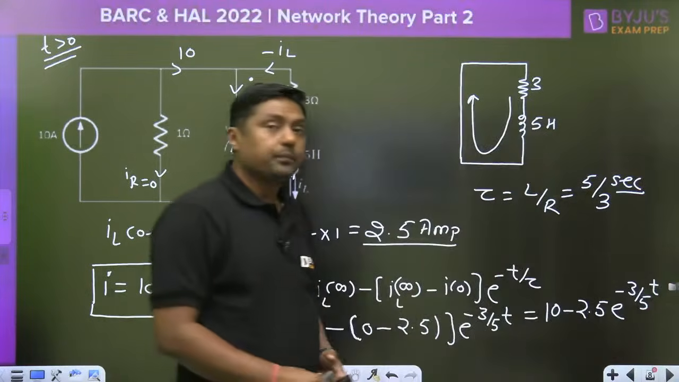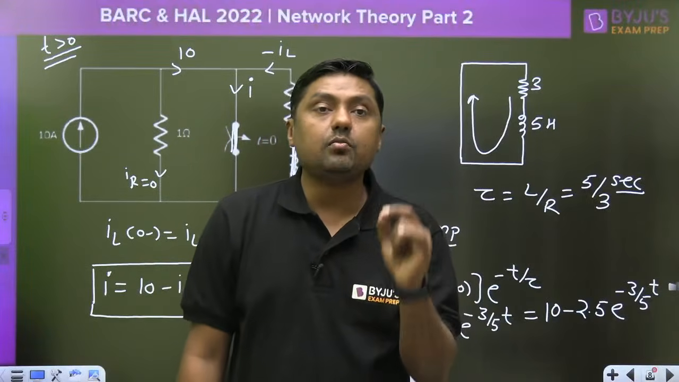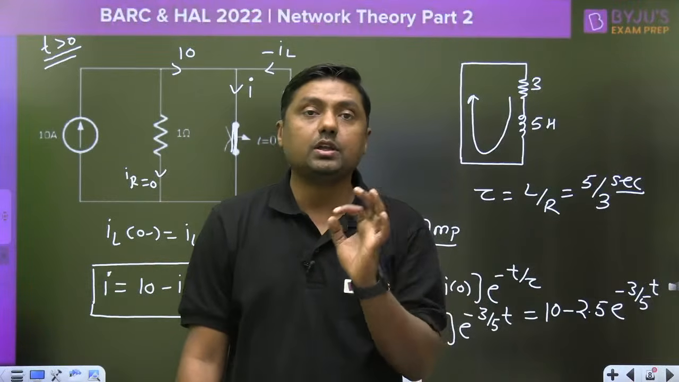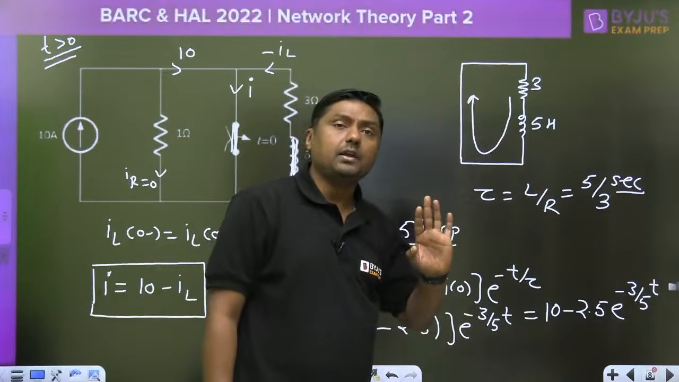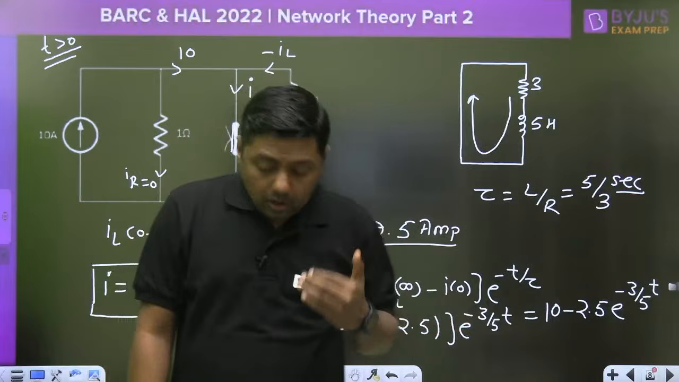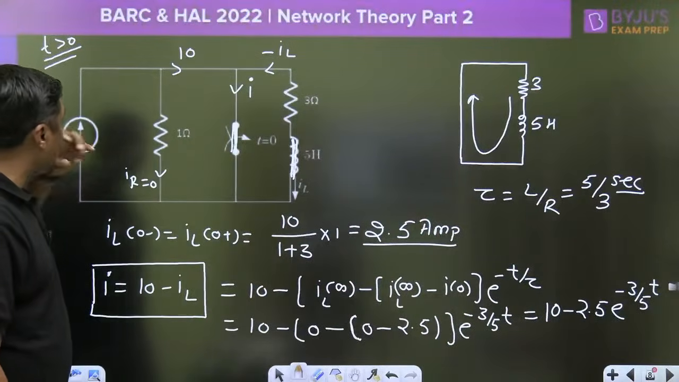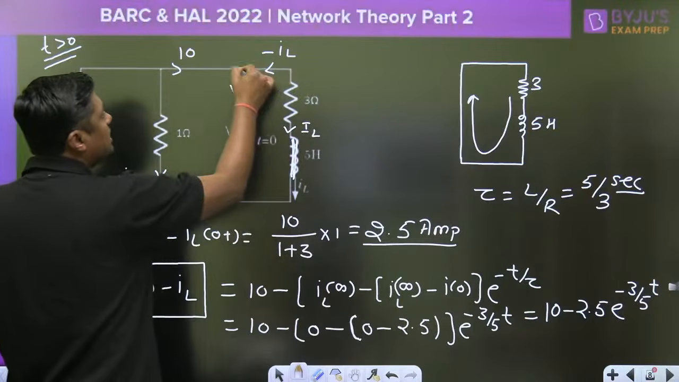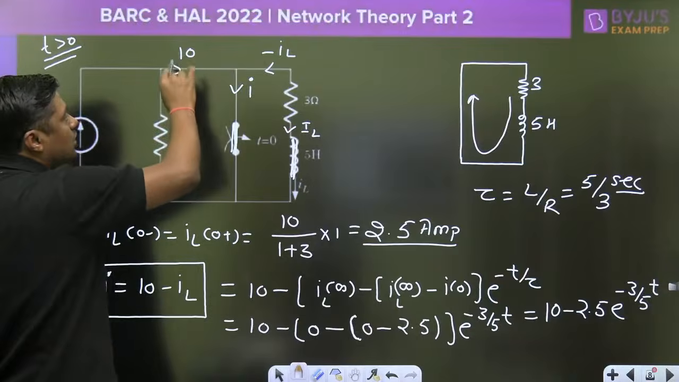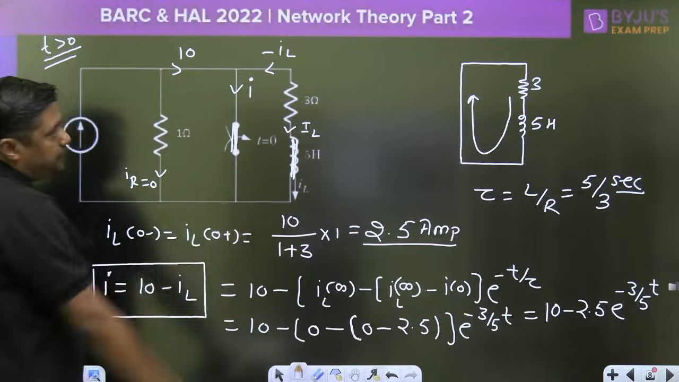Are you getting me? One student gave the answer: yes, 10 minus 2.5 e raised to power minus t by tau, and tau is 5 by 3. Ankit Yadav, absolutely right. So we have the short circuit path, but we have the 10 ampere. Here it is IL, so minus IL, and the total I is equal to 10 minus IL. It is an exponentially decreasing function.